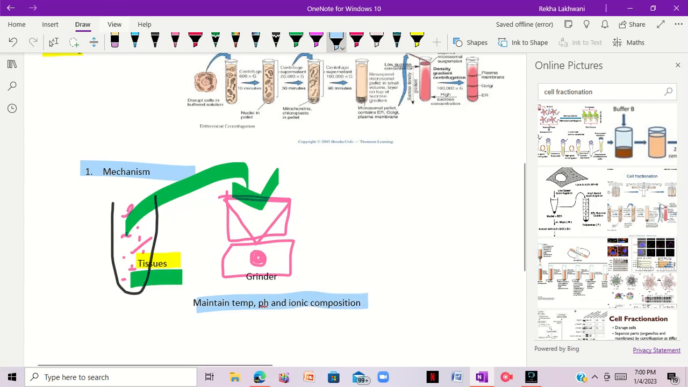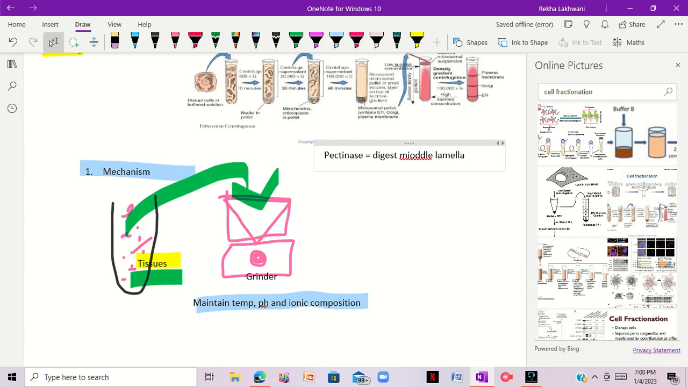Now, if you are taking a plant cell, you should add an enzyme known as pectinase in the grinder, because it will digest the middle lamella. So if you are talking about a plant cell, you have to add pectinase that will digest the middle lamella.